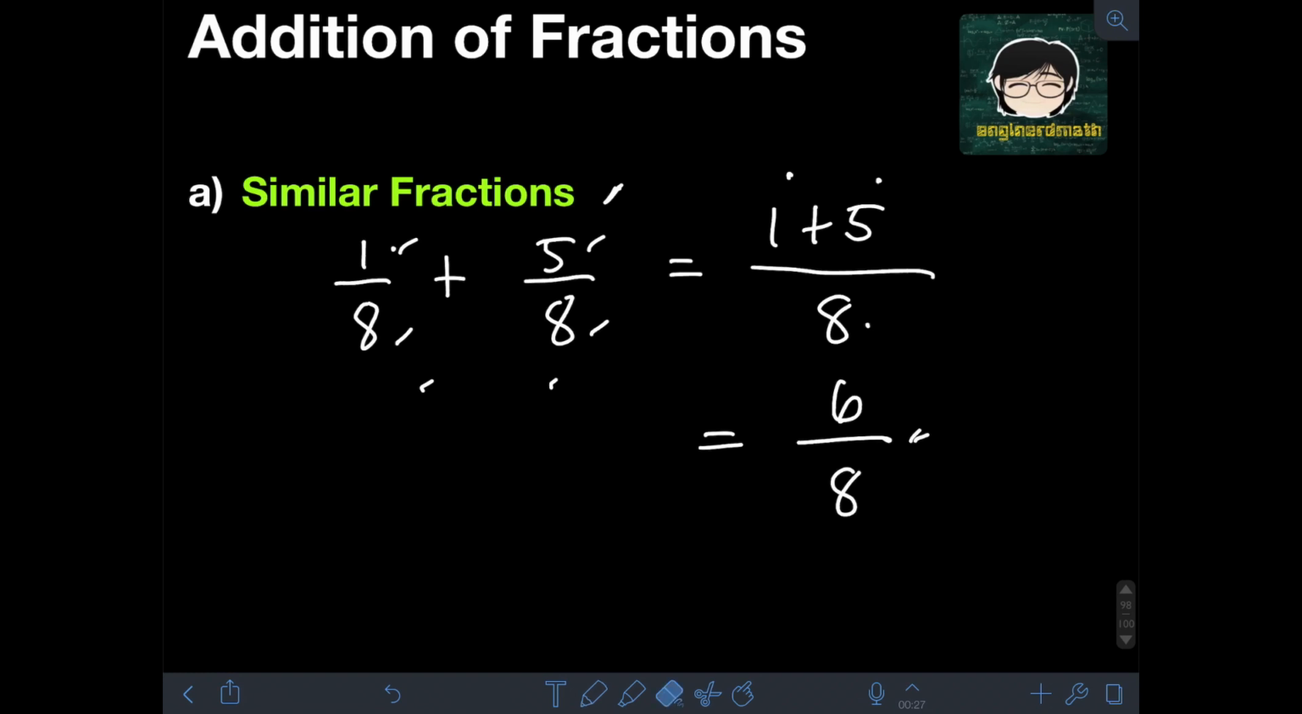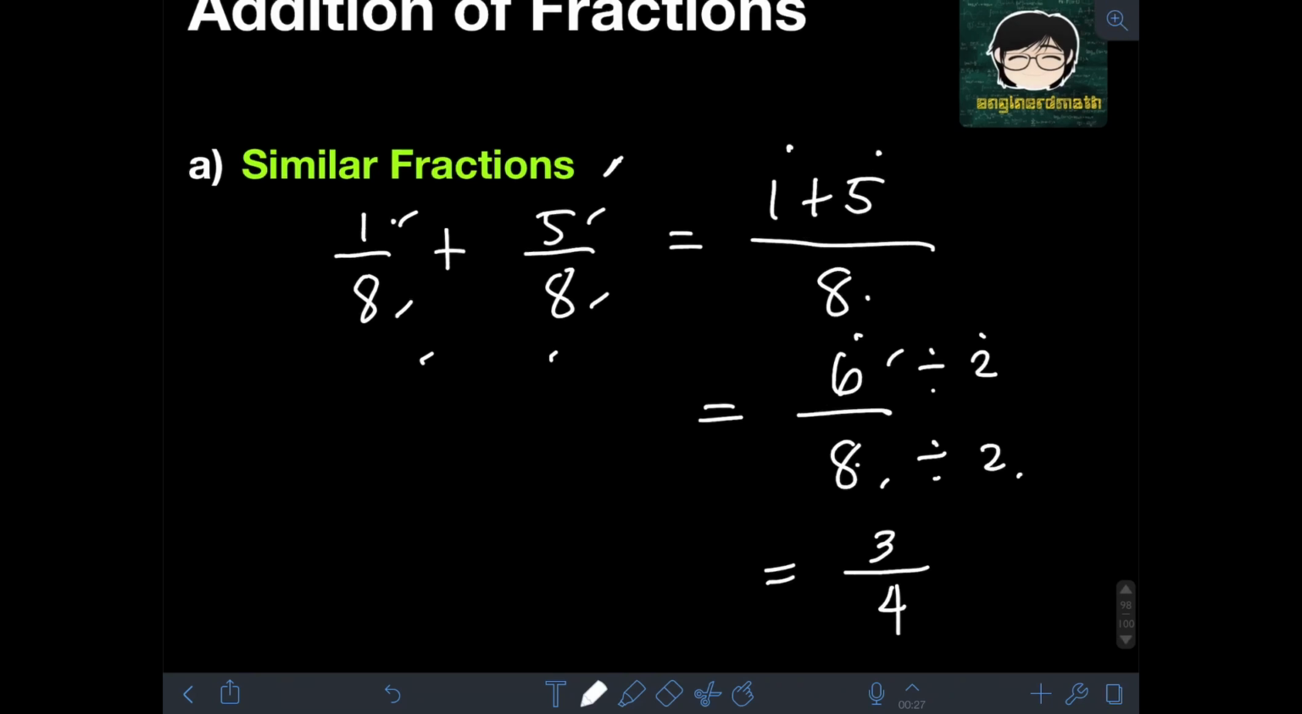But since 6 over 8 is not yet in lowest terms, we can still divide both numerator and denominator by their GCF. Obviously, the GCF of 6 and 8 is 2, right? So divide the numerator by 2 and divide the denominator by 2. We will have 6 divided by 2 is 3 over 8 divided by 2 is 4. Therefore, the simplest form of 6 over 8 is 3/4.